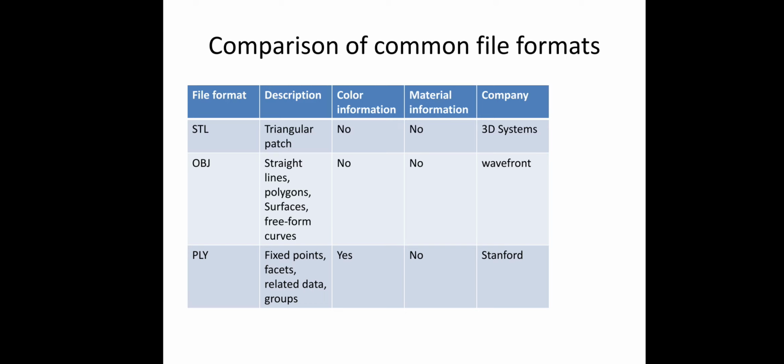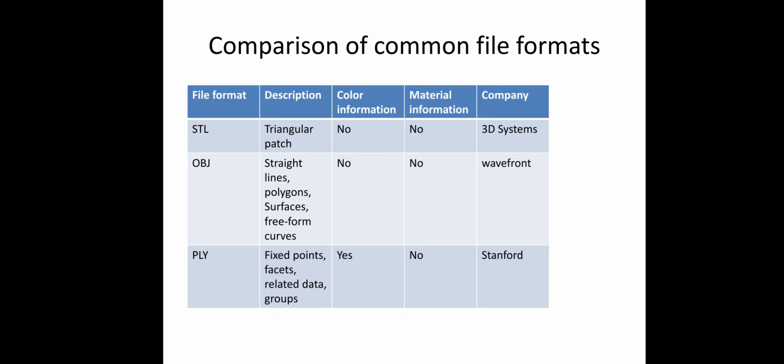Comparison of common file formats. First, the STL file format. Here the object is tessellated using triangular patches, with no color information and no material information. It was developed by 3D Systems. The OBJ file format contains polygons, quadrilaterals, and other freeform curves such as NURBS. Color information is available, but material information is not available in OBJ format. It was developed by Wavefront Technologies.